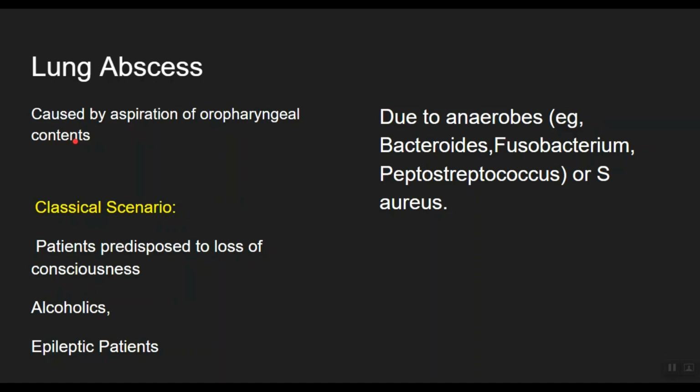For example, alcoholics often have loss of consciousness, so their protective mechanisms for the lungs, such as gag reflex, are inhibited and they have a strong risk of aspiration of contents from the mouth into the lungs. Similarly, epileptic patients can aspirate the contents of the mouth during an epileptic episode. Lung abscess is mostly due to anaerobes that are normally present in the oral cavity, such as Bacteroides, Fusobacterium, Streptococcus, etc. But lung abscess can also be caused by gram-positive bacteria such as Staphylococcus aureus.